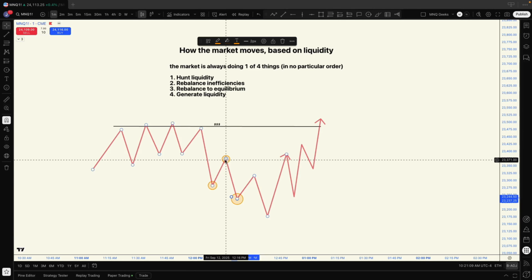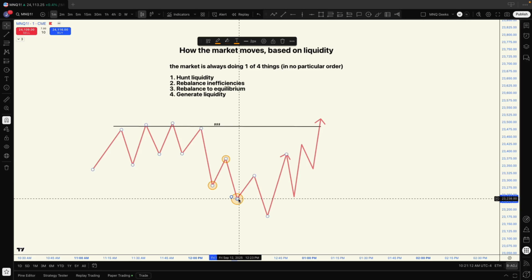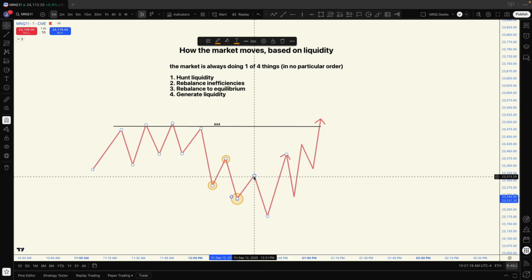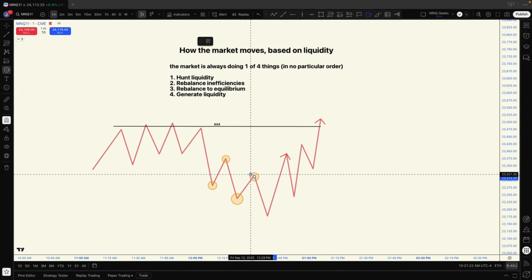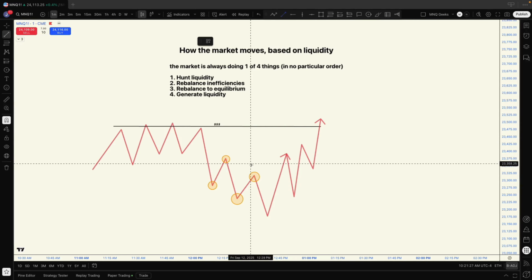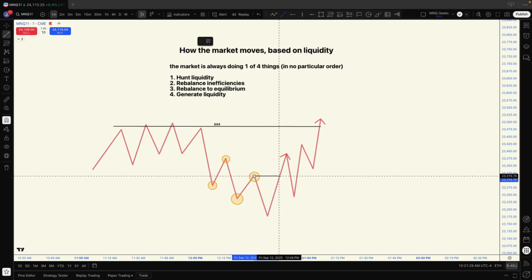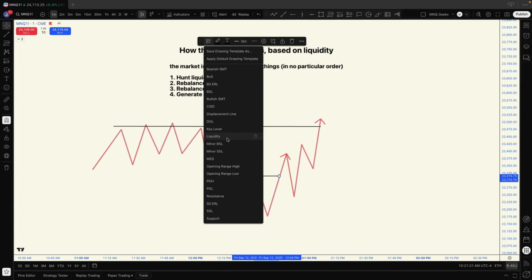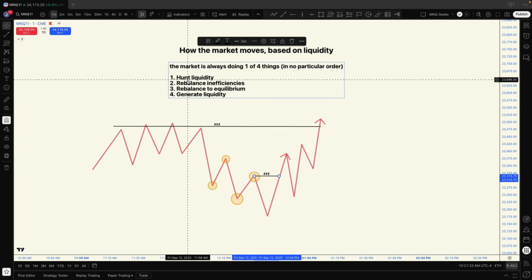That's, again, engineered liquidity. We come back down to make a lower low. That's more generated or engineered liquidity. We're going to come back up, rebalance equilibrium, rebalance inefficiencies. Boom, that's more engineered liquidity. And these engineered liquidity points are points that you can target when you're trading in the opposite direction. Because again, price is always going to want to hunt out this liquidity.